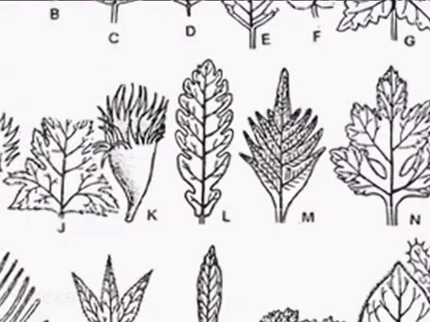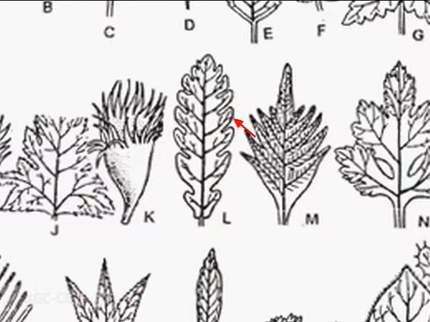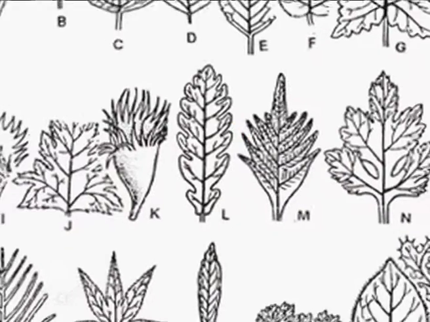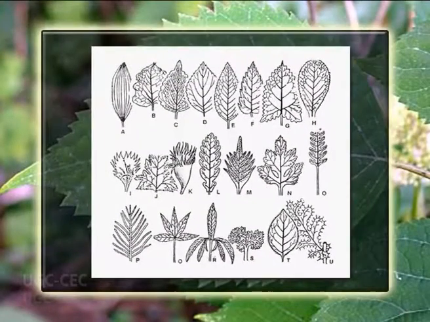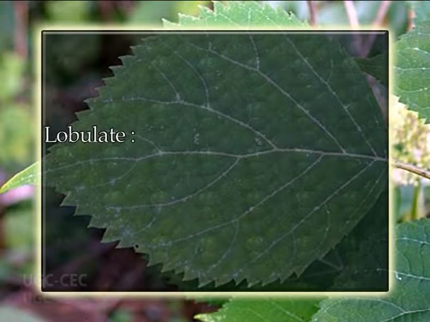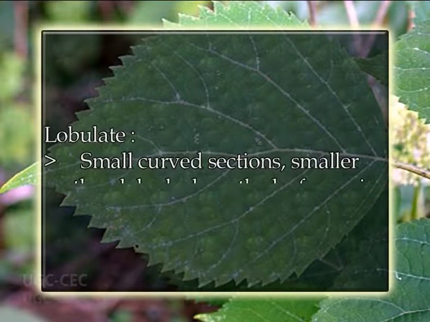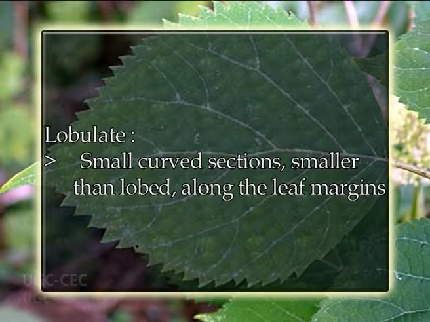Then lobed, these are divided into rounded or pointed sections that are less than halfway to the midrib. Can be symmetrical or asymmetrical, vary in sizes depending upon species. For example, Ranunculus. Lobulate, small curved sections smaller than lobed along the leaf margins. For example, River birch, that's Betula nigra.